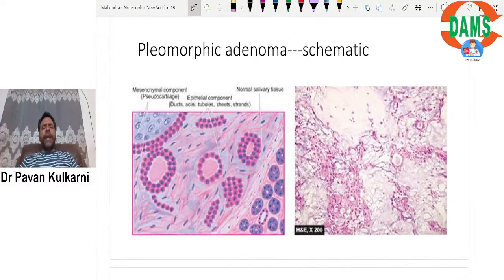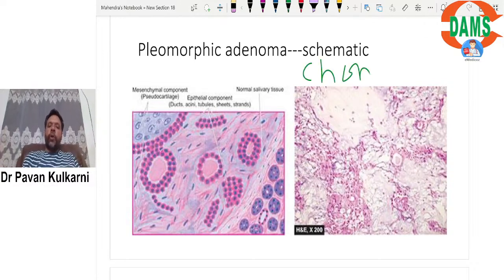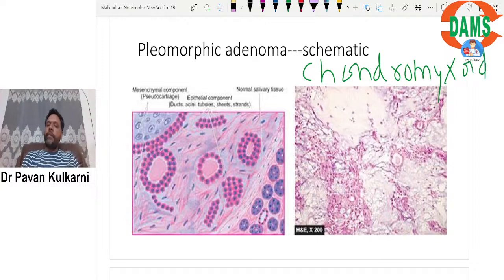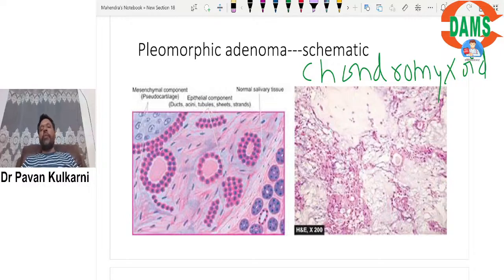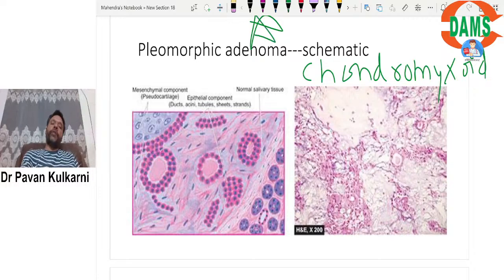This is just a schematic way to tell how the pleomorphic adenoma looks histologically. You can see here the chondromyxoid stroma. Please remember this name. Where you see chondromyxoid stroma, in case of which salivary gland tumor, it is the pleomorphic adenoma. So pleomorphic adenoma will show chondromyxoid stroma. This can be a potential MCQ.